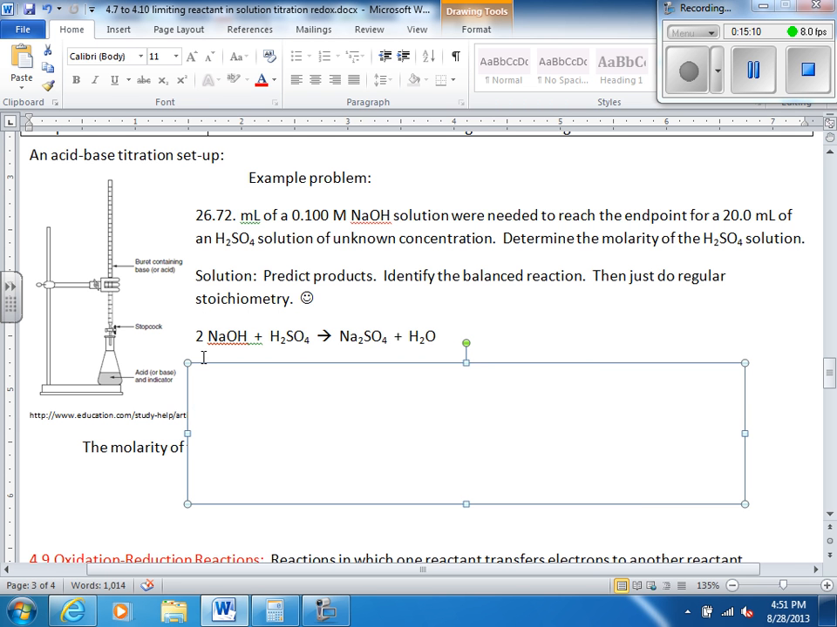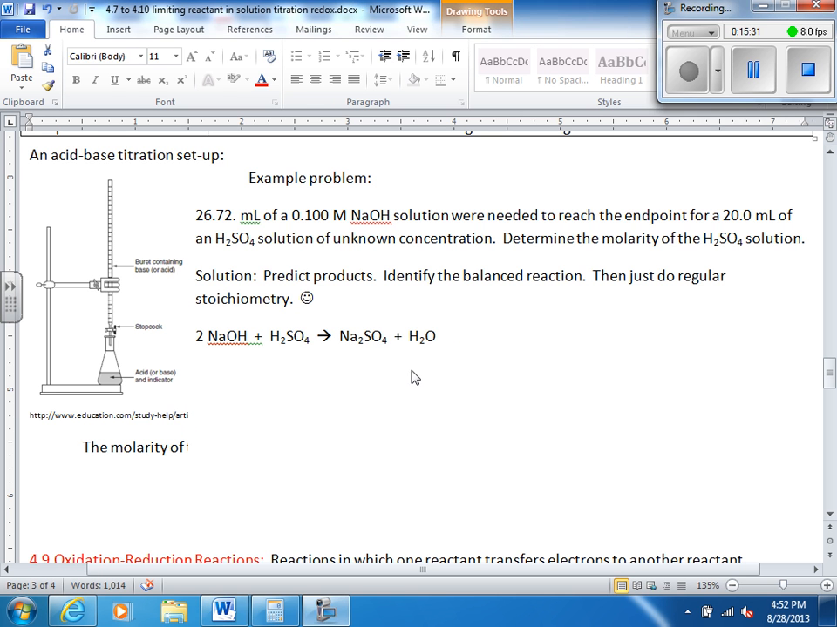That gives us the stoichiometry between the sodium hydroxide and the sulfuric acid. Now we just do stoichiometry. If we have milliliters or liters and molarity, we can get moles. We go to moles using the reaction. And we're looking for molarity. We need moles per liter. Well, we know how many liters we have of H2SO4, and if we get the moles, we can get molarity.